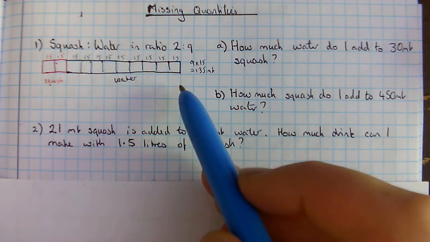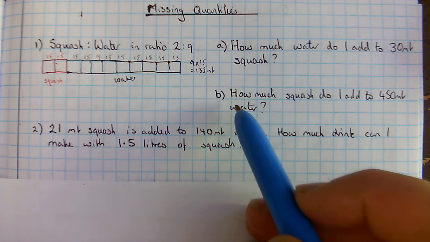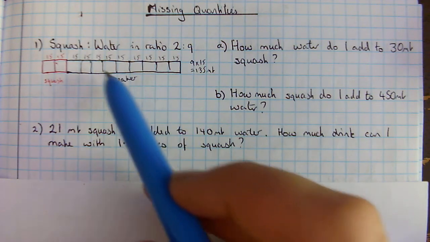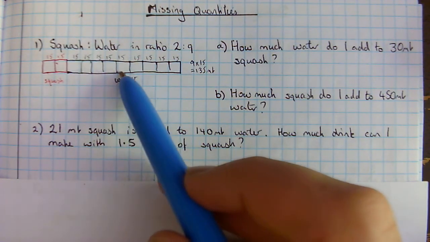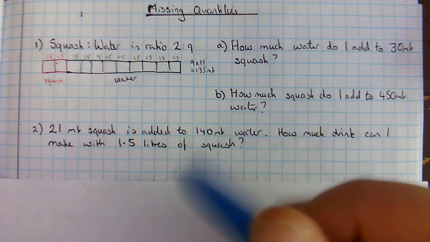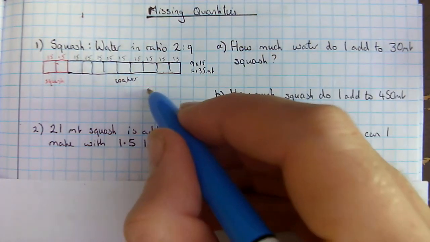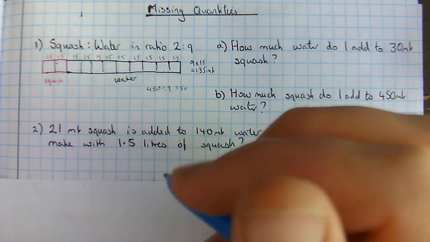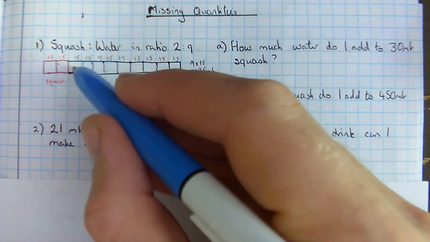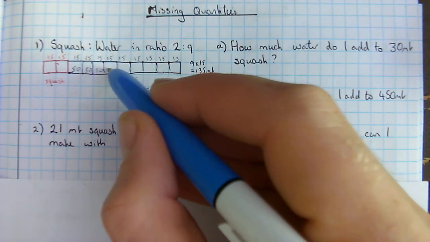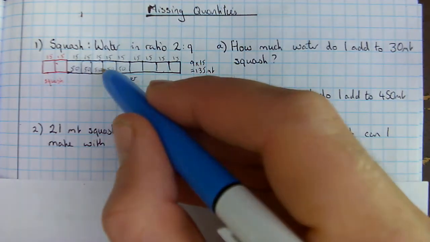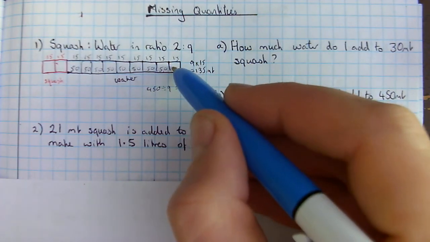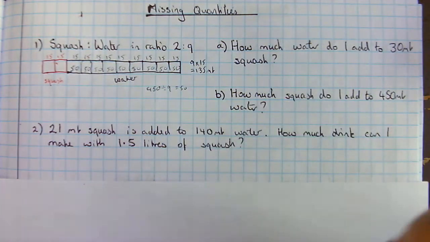And I can use this kind of diagram to help me do it. How much squash do I add to 450 millilitres of water? Well, in this question, I've got 450 millilitres of water, which I need to put into these 9 boxes. Well, 450 divided by 9 gives me 50. So in this case, I would have to put 50 in each box. Let's just check. 50, 100, 150, 200, 250, 300, 350, 400, 450. That is my 450 millilitres of water.